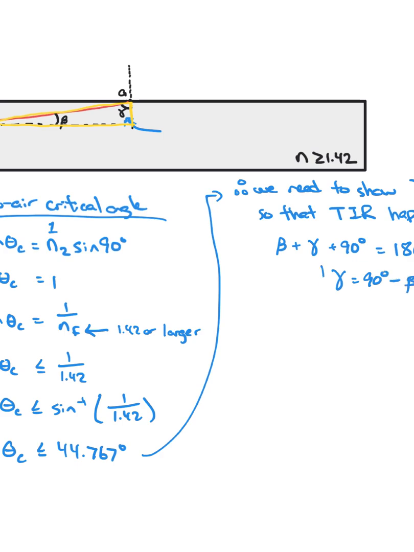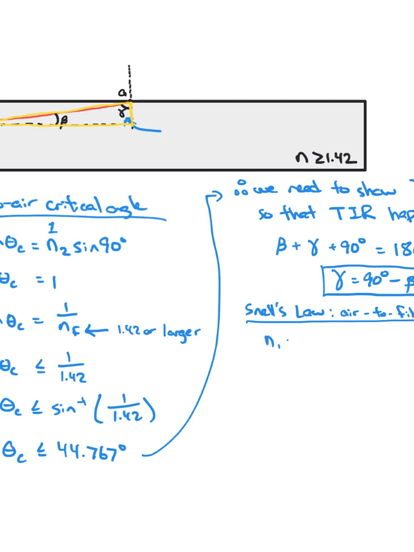I'll call that equation 1 if I want to refer back to it later on. But in order to find out something about gamma, I'm going to need to find out something about beta. And I can use Snell's law with light coming from the air on the left into the fiber optic. So Snell's law for the air to fiber on the left of this diagram.